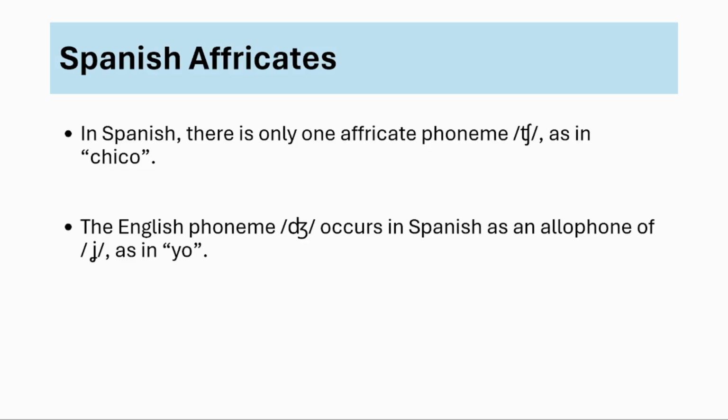To conclude, let's check Spanish affricates. In Spanish, there is only one affricate phoneme, ch, as in pico, pica, chancho. But the English phoneme j occurs in Spanish, but not as a phoneme. It occurs as an allophone in an initial position in words like yo, lluvia, and also when they follow some nasal sounds, as in the word cónyuge.